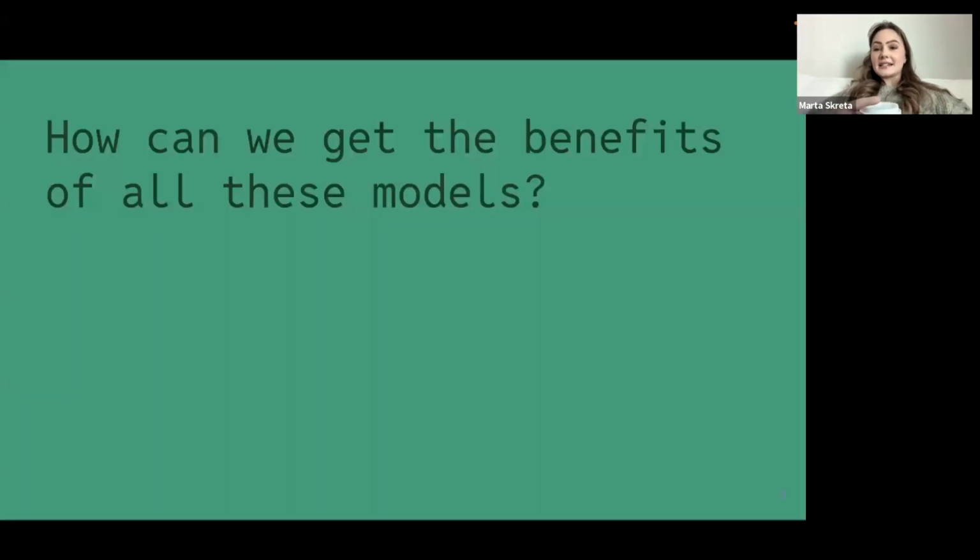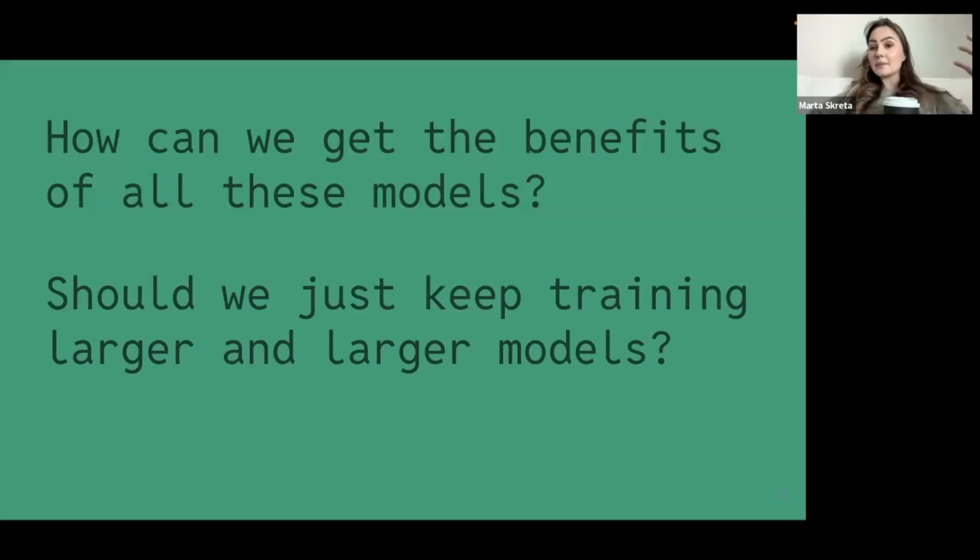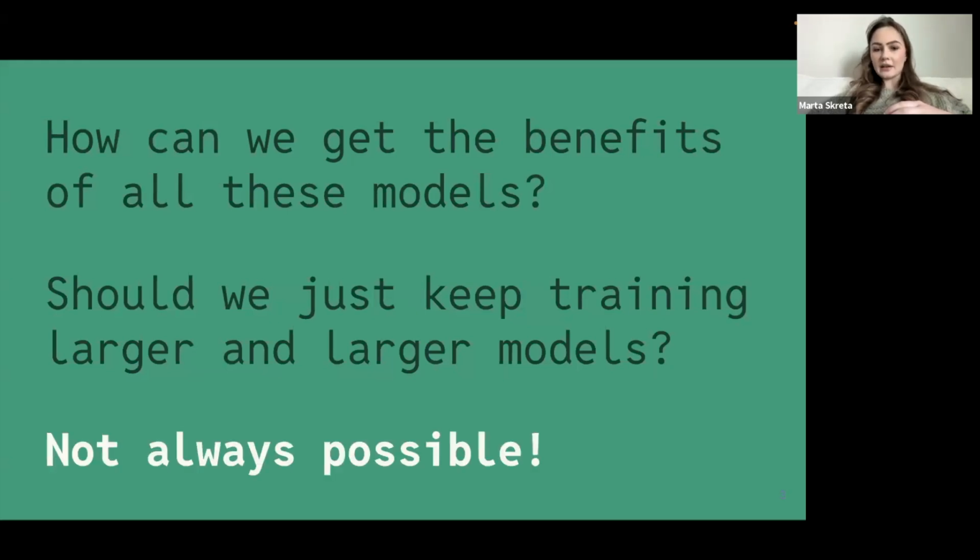So now the question is, how can we extract the benefit of all of these models? If we have a new task that we want to use diffusion models for to generate samples, do we just keep building data sets, training larger and larger models, or is there something else we can do? The reason why we might not just keep training larger and larger models is that it might not always be possible. It's very expensive to train these models. Or we might not have access to big data sets.